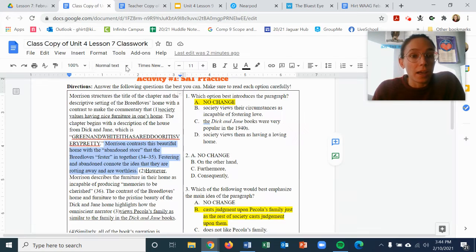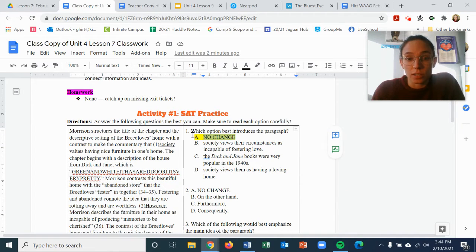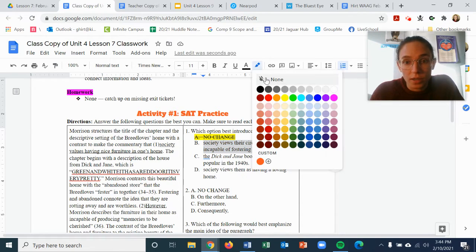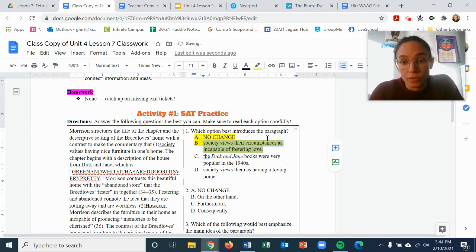So I'm looking back, and now I need to figure out what the actual correct answer is. I know it's not A. To sum up the main idea of the paragraph, I think B is the only one that works. Society views their circumstances as incapable of fostering love. So my new answer is B.